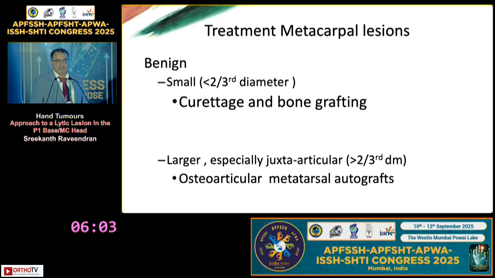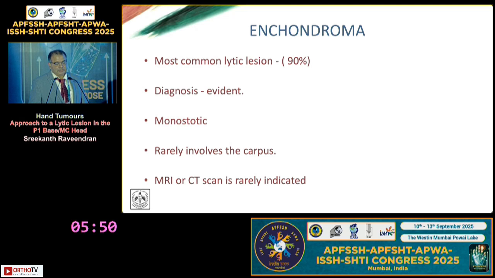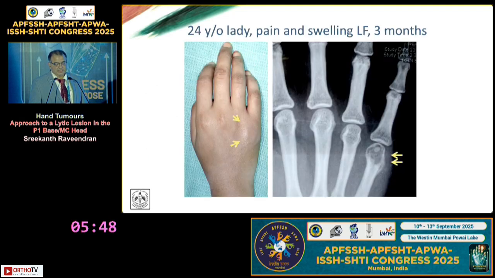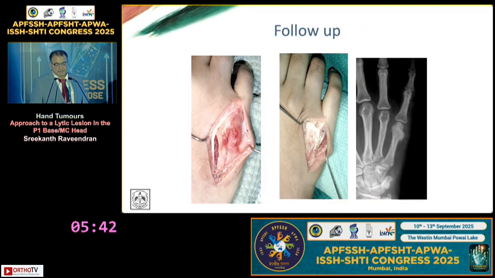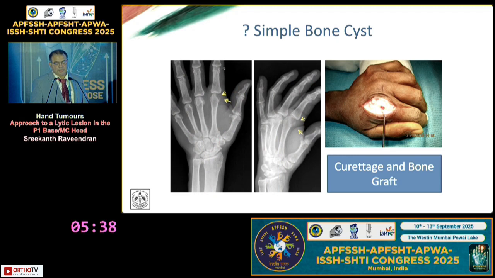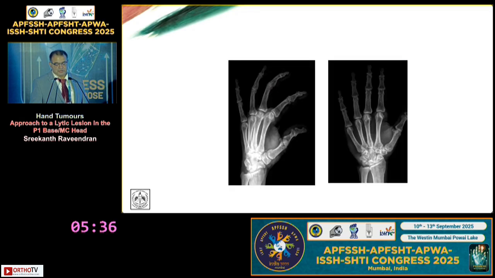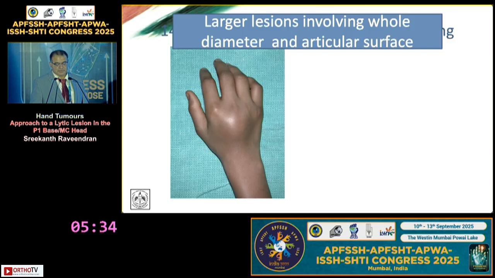And this is our algorithm. Benign small lesions, less than 2/3 of the diameter, get curettage and bone grafting, and anything more than that, or in the osteoarticular region, gets a metatarsal autograft or phalangeal transfer. Enchondroma is the most common lesion. You can see one on the proximal head of the metacarpal, treated with curettage, and that's the follow-up X-ray. Another one is a simple bone cyst, curetted and bone grafted, and that's the function.